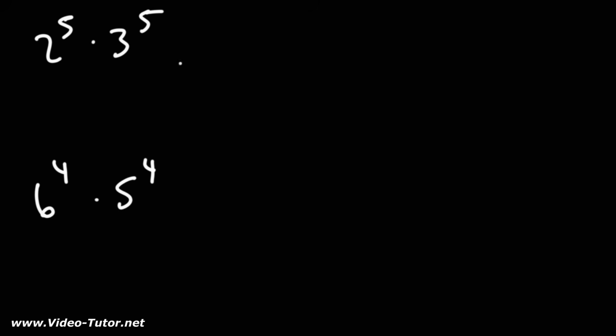So let's try 2 more examples. 2 to the 5th power times 3 to the 5th power, and also 6 to the 4th power times 5 to the 4th. Since the exponents are the same, we can just multiply 2 times 3, and this will be 6. So the answer will be 6 to the 5th power.